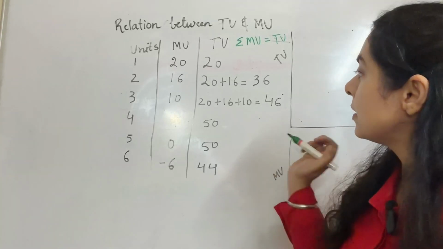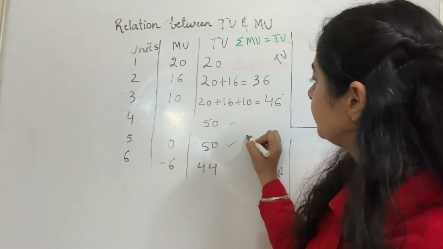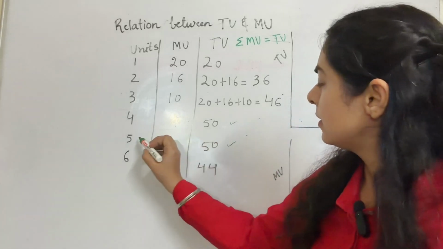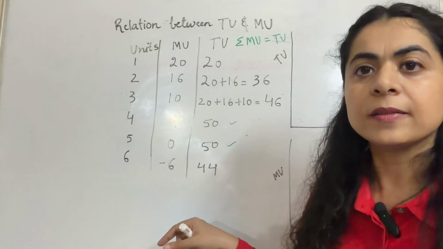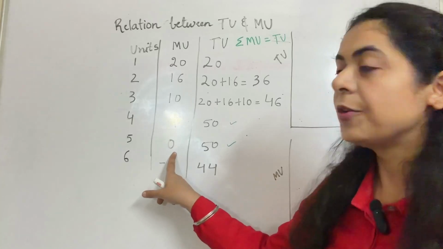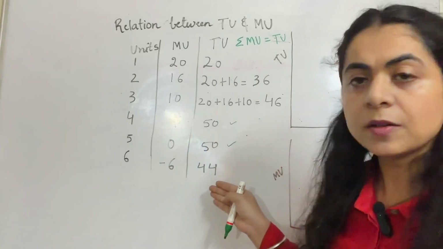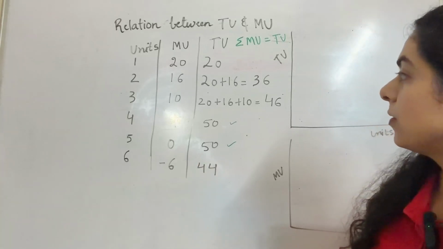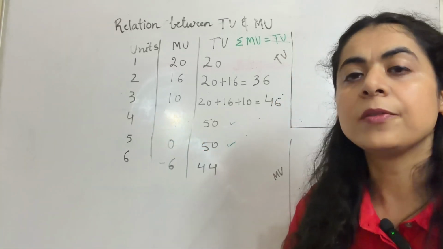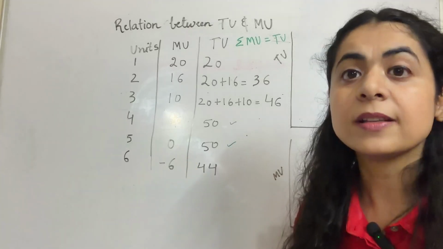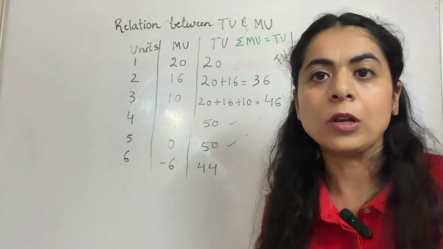You need to understand that when total utility is maximum, like in this case, the additional unit won't give you any additional utility. So zero marginal utility means total utility here is maximum and constant. And then if you still try to consume an additional unit, that will give you negative utility, discomfort. So your total utility will also fall.